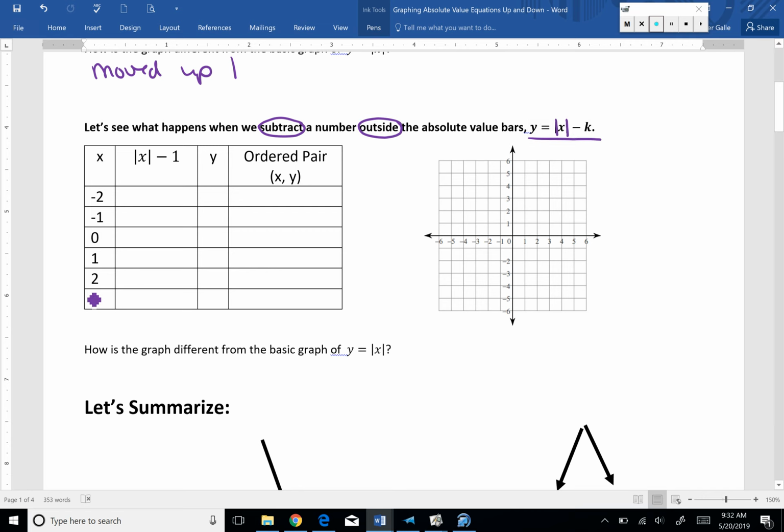So once again, I'm not sure what this graph is going to look like. But what I do know is I did put an extra row in the table, so let's get rid of that row. Let's not do extra work today. I'm going to start at the positive end again. So in for x, we're going to put 2. Absolute value of 2 is 2, minus 1 is 1. So we get 2, 1 as our first ordered pair.